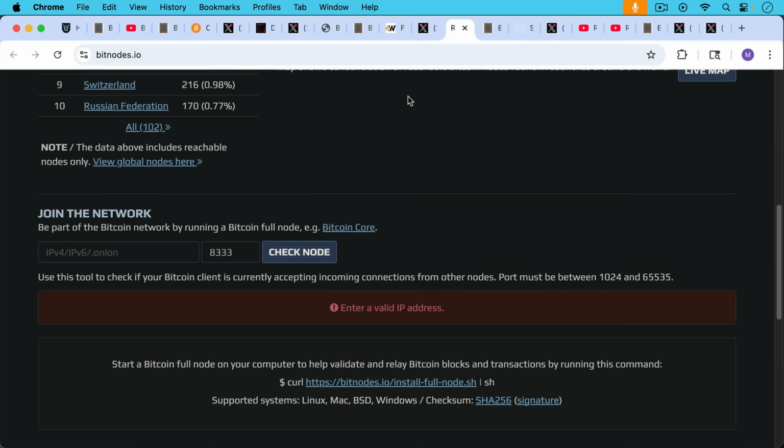I'm not going to do it right here because I don't want to leak my IP address to everyone on this video, but you can basically copy and paste your IP address, whether it's IPv4 or IPv6 or an onion address. And then this has 8333 here. You can check node and that will tell you if at least Bitnodes is able to spot your node, and this will give you a good indication of whether your port 8333 is open.